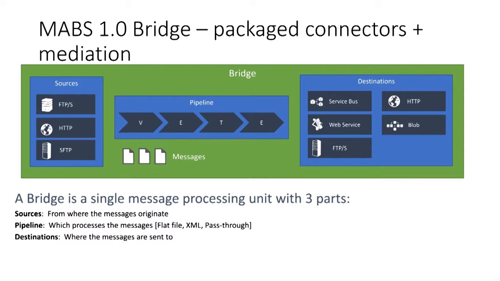The centerpiece of the configuration-based model of maps was a bridge. Bridge was really just an encapsulation of a bunch of things. You had sources that you could connect to from where you pull the data. And then you could put it into a pipeline with multiple typical XML mediation steps that you would have been used to with even BizTalk Server. So you could do a validation, transformation, enriching that particular message, and then do routing at the end to a bunch of the destinations that the bridge supported.